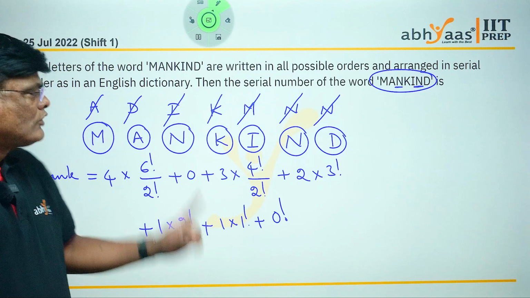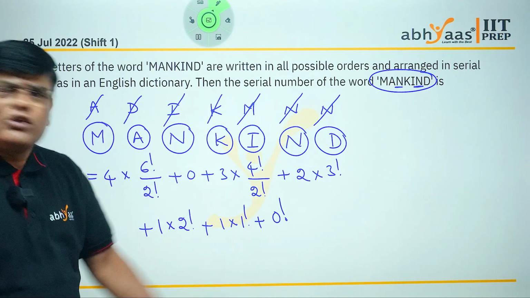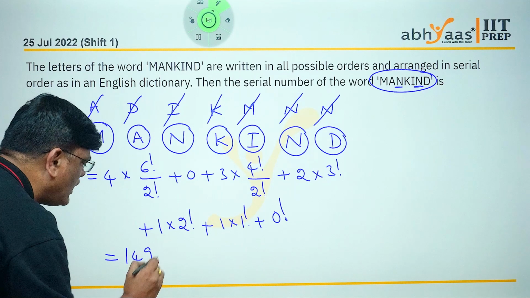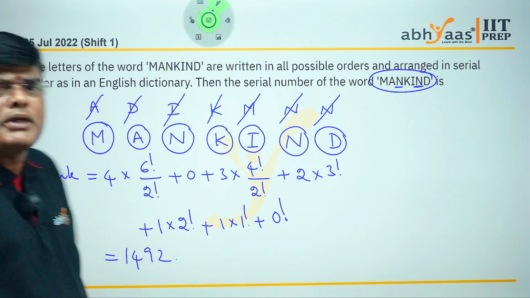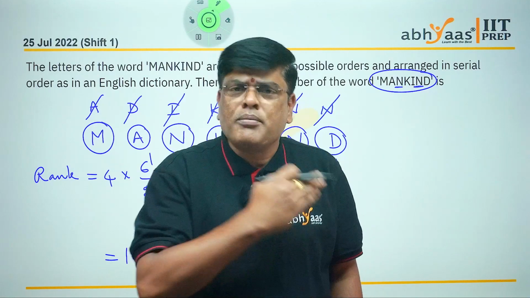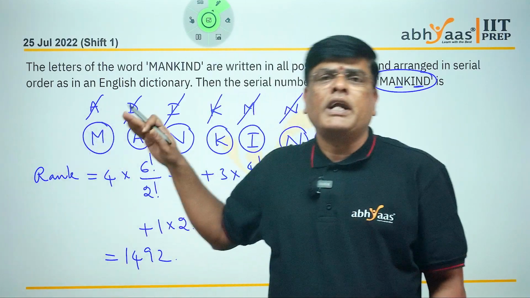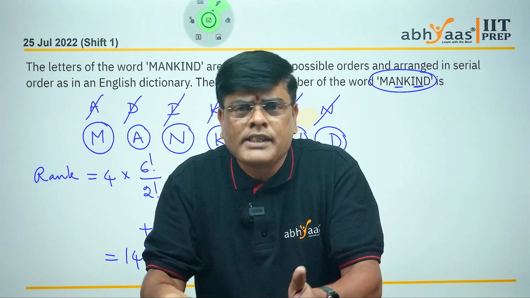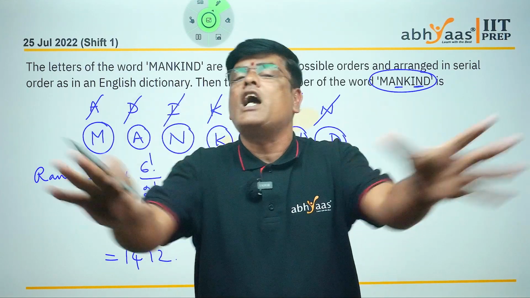Okay, students, so this is the concept. Now we can do the simplification. After simplifying this, we get 1492. Whatever method we apply for a word containing non-repeated letters, the same method we can apply for repeated letters also in the given word. The only thing is, how many times the letter is repeated, that we have to write in the denominator.